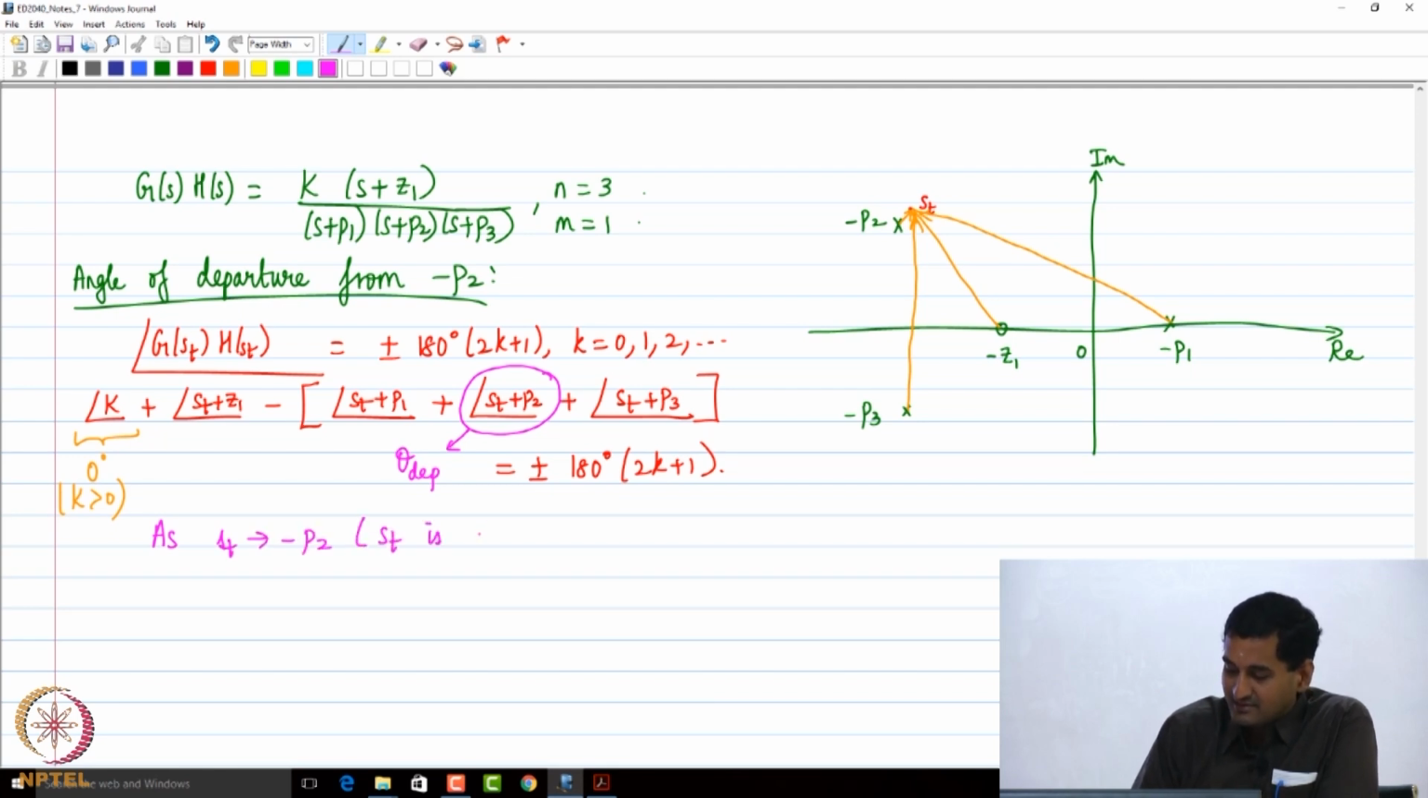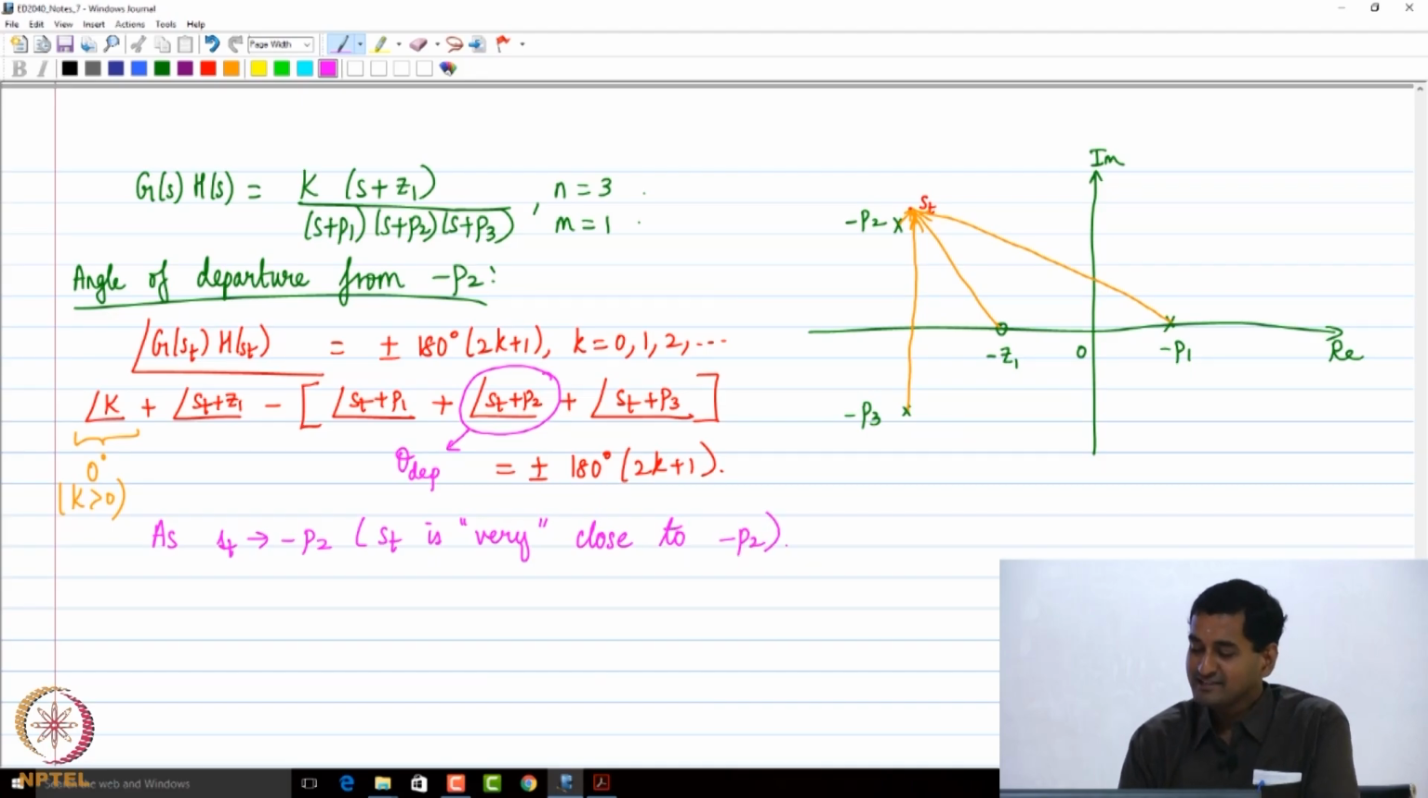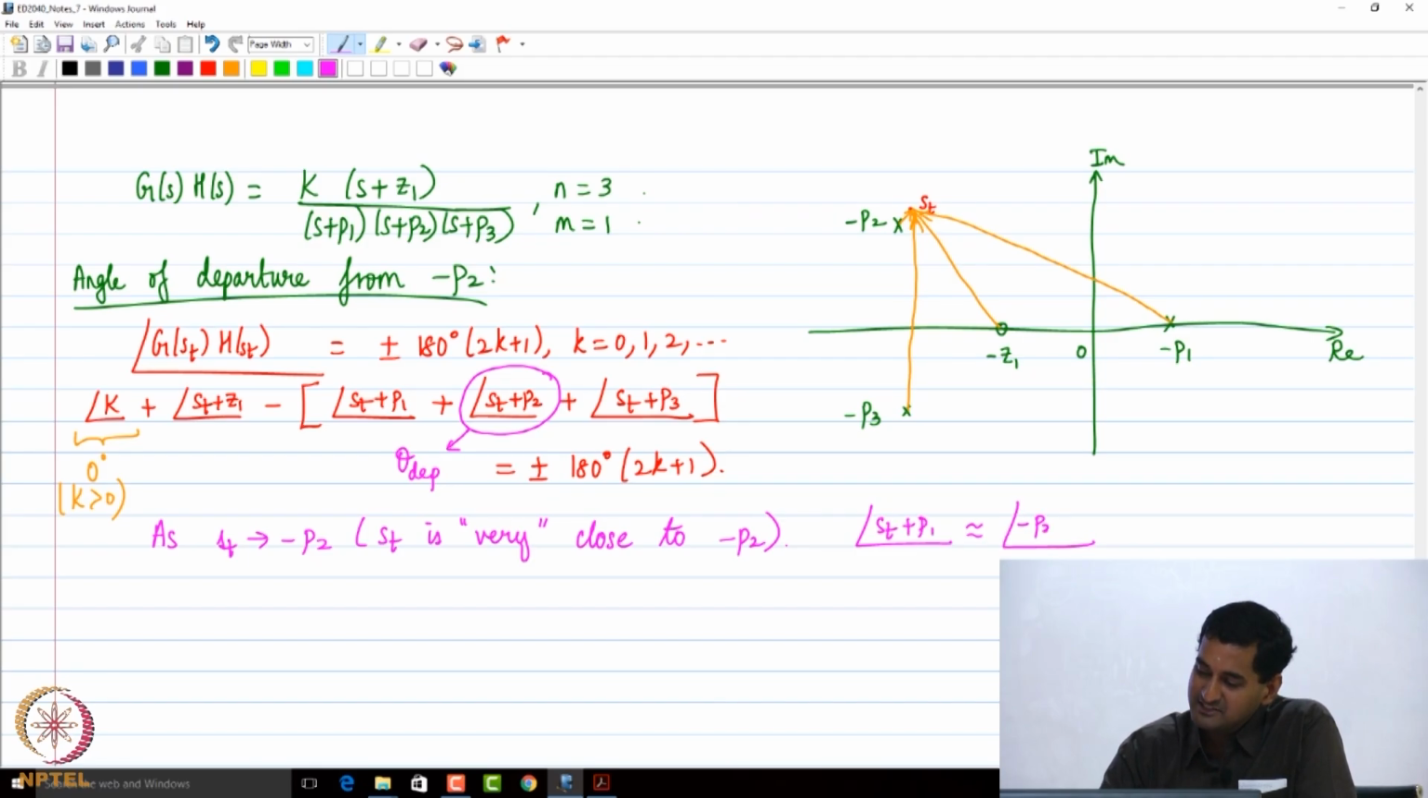Please note that as S tends to minus P2, because S is very close to minus P2, you can see that all the other angles become like this. S plus P1 can be approximated as minus P2 plus P1. What is minus P2 plus P1? It is the angle made by the vector drawn from minus P1 to minus P2. Do you agree?